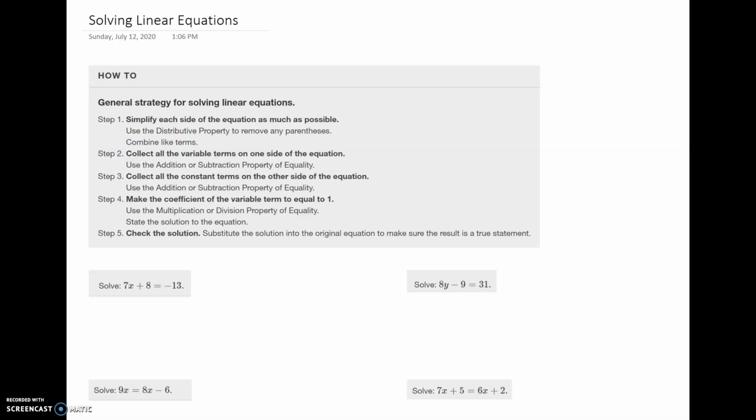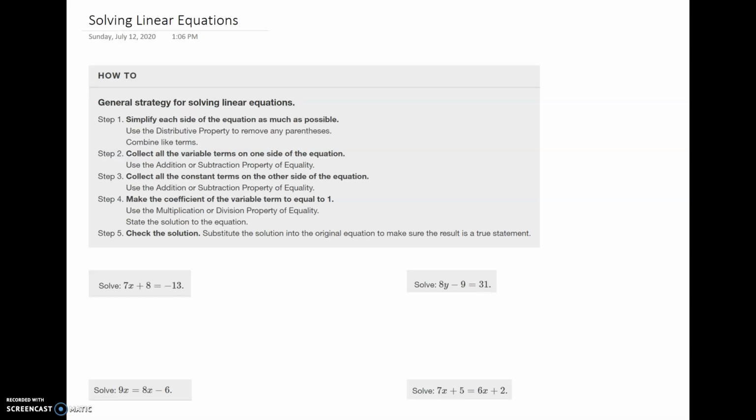So step one, simplify each side of the equation as much as possible. The distributive property is always a good one to try to remove parentheses, and combining like terms. Those are the kind of things you want to do. Step two, collect all the variables on one side of the equation by using the addition or subtraction property. At the same time, step three, collect all the constant terms on one side of the equation. So again, addition or subtraction property of equality.